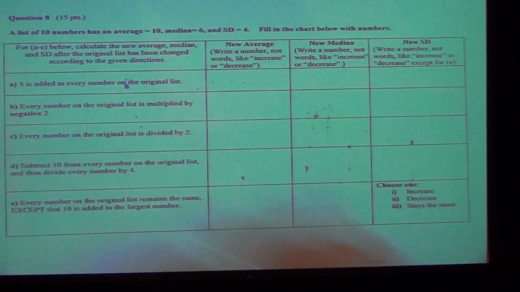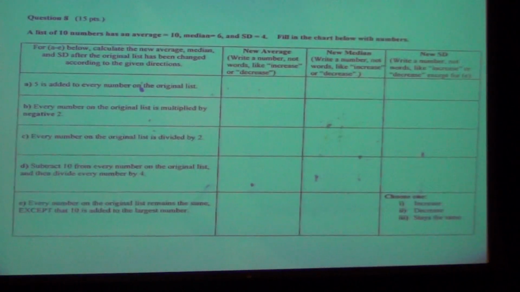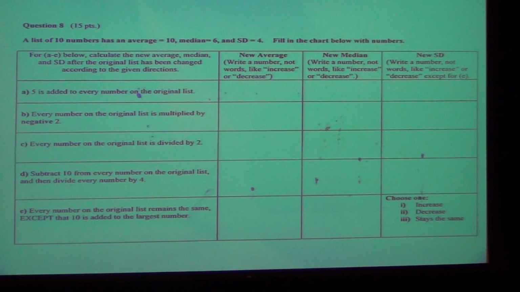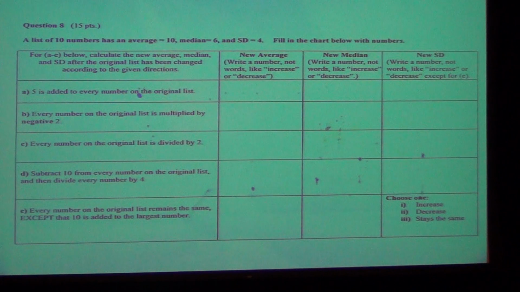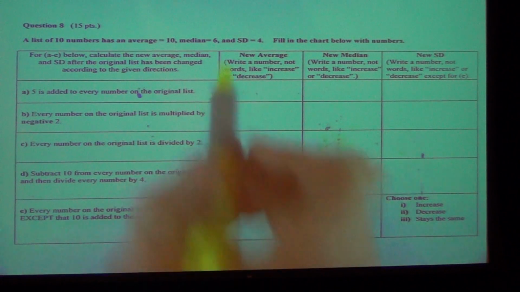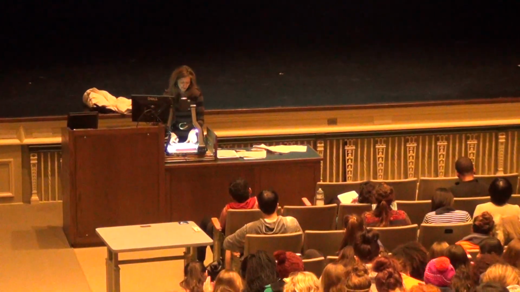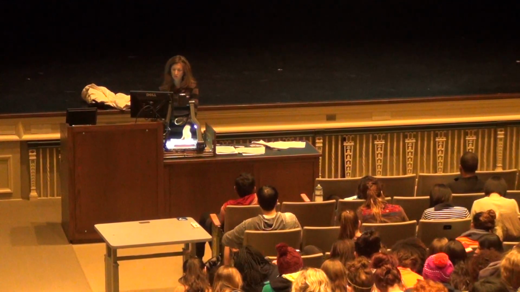All right. Now, let's see which ones are most likely to screw you up. Let's look at this one, on the bottom of page 69. A list of 10 numbers, you're given the average, median, and standard deviation. This question asks what happens if you change the list. The first one: 5 is added to every number on the list. What's that going to do to the average? If you add 5 to every number, what's going to happen to the average?